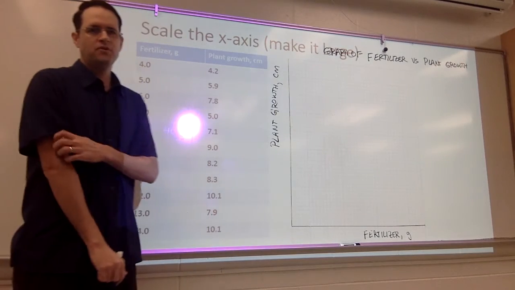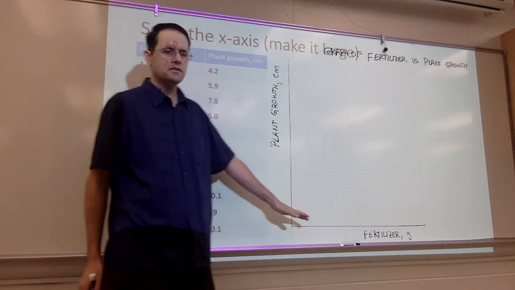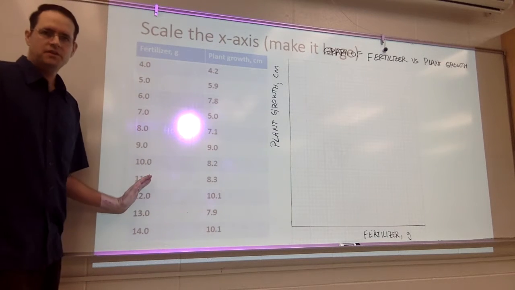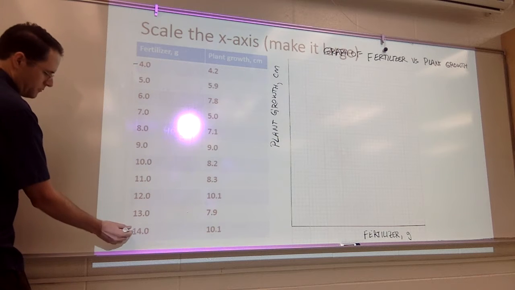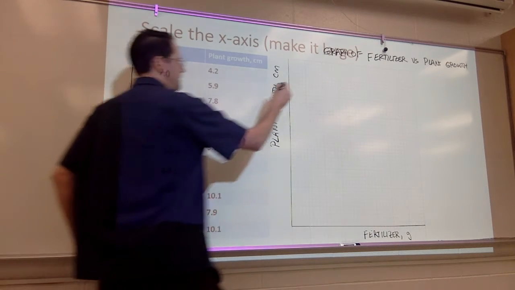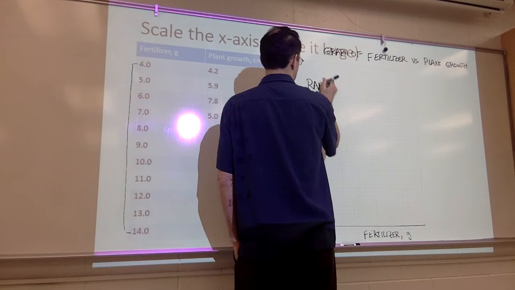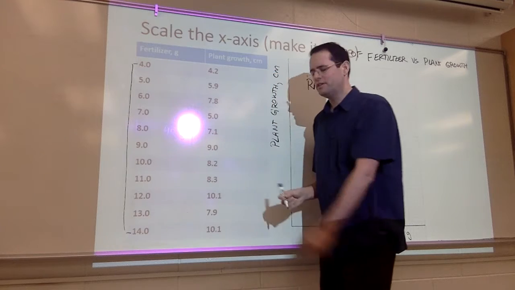In this next part of the procedure, we want to scale the x-axis. That's this axis here. And we want to look at the values here that we have. If you look, we have a low number of 4 and a high number of 14. So the range here is 10. Okay, so it varies over 10.